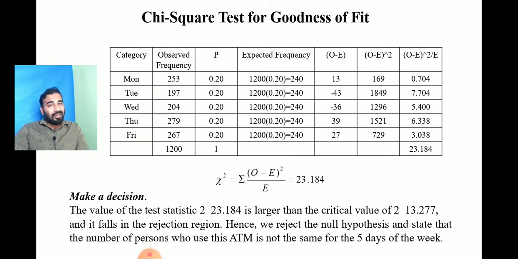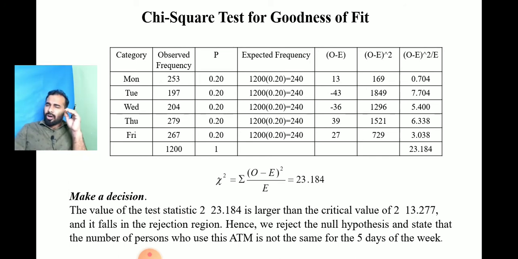So how can we find this? Look at the equation: summation of observed frequency minus expected frequency, whole squared, divided by expected frequency. We have specified the null and alternative hypotheses, selected the appropriate test, found the degrees of freedom, specified the acceptance and rejection regions, found the critical value, and then found the test value. Now we have to take the decision.